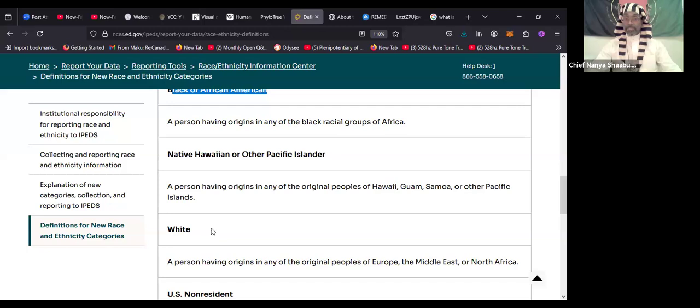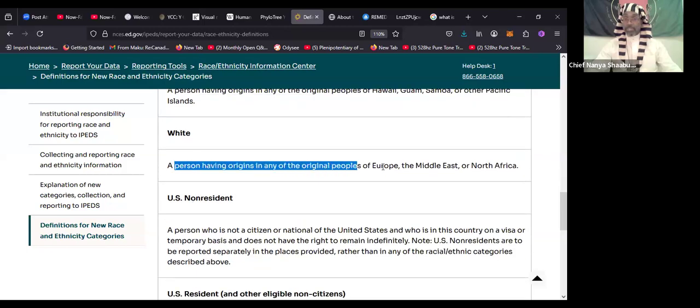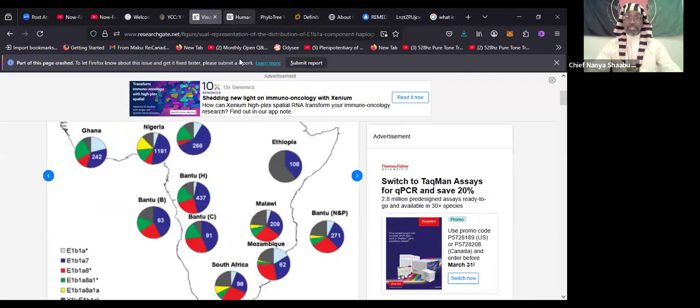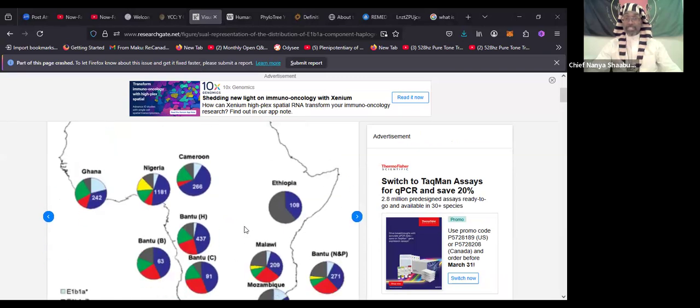Now, white is defined as a person having origins in any of the original peoples of Europe, the Middle East, or North Africa. So, because of this chart here, this creates a problem now for those race and ethnicities, showing where the E1B1A and E1B1B genetics come from. So you have two sets. You have Ethiopia, and then you have South Africa, Mozambique, Bantu.